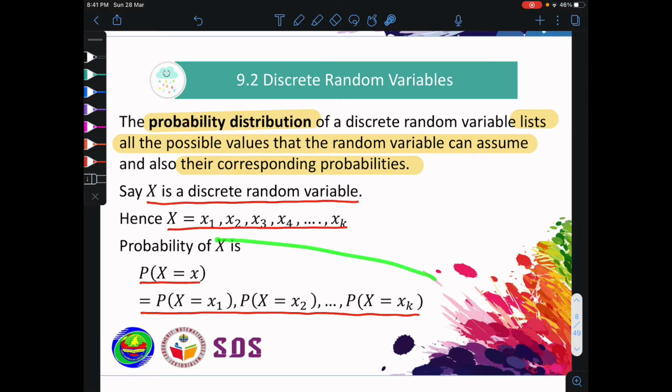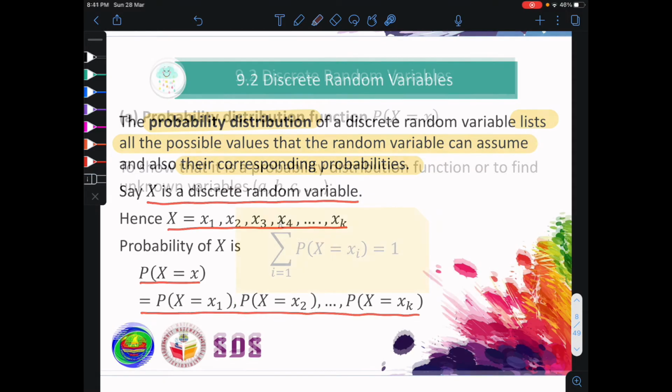As you can see, this probability of X will correspond to our random variable X. We start with x1. That's why the first probability of X is P(X = x1). And then, when X equals x2, the probability is P(X = x2), and so on.